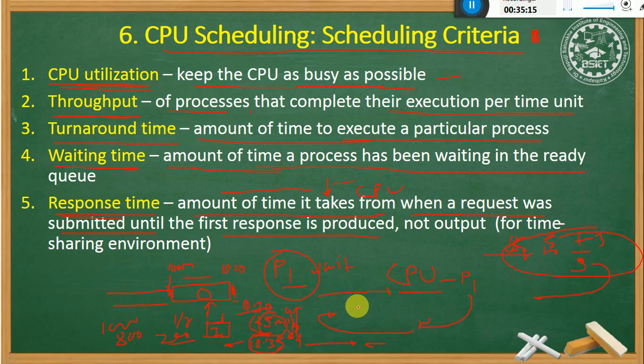CPU utilization, that is, the CPU must be busy. Throughput, the number of processes executed per unit time. Turnaround time, the total amount of time a process requires for execution. Waiting time, the total amount of time a process spends in the ready queue. Response time, the total amount of time to get the first response from the CPU. So these are the 5 main criteria.